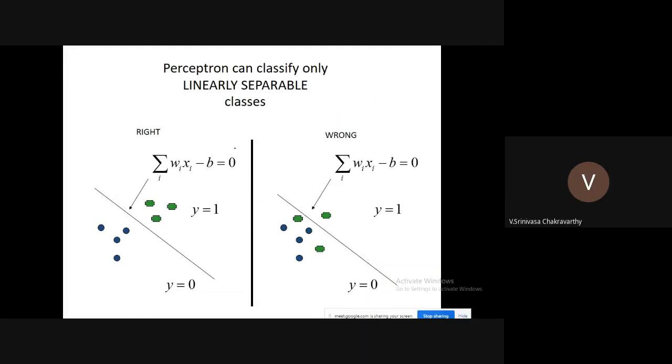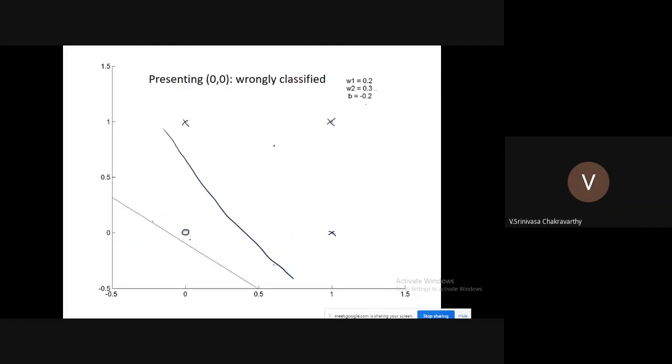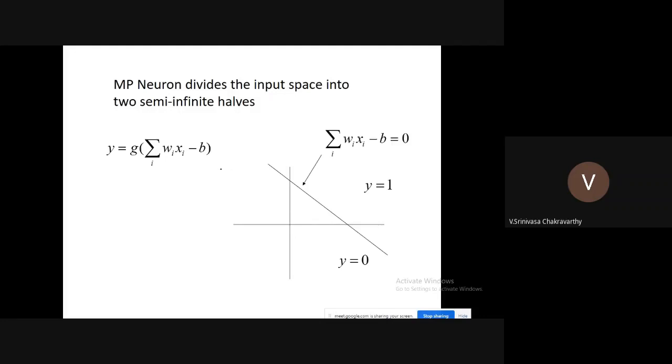The Perceptron learning rule also works, but the problem is, in this case also, the decision surface is a linear surface or a hyperplane, or in case of 2D, a straight line. Why is that? Because y can take only two values, 1 and 0, and the border between these two values occurs when the argument is 0. If the argument is positive, output is 1; if negative, output is 0. So when the argument is 0, that's a straight line or a hyperplane. Therefore, this neuron also divides the input space into two semi-infinite halves.